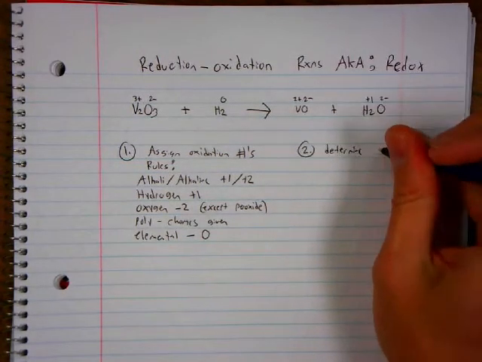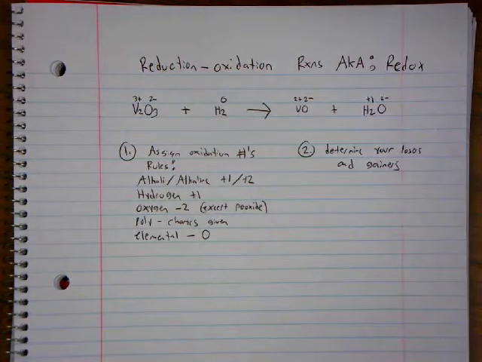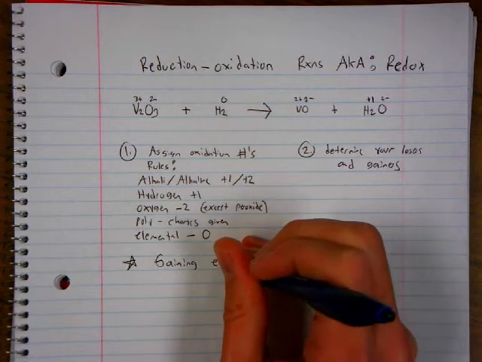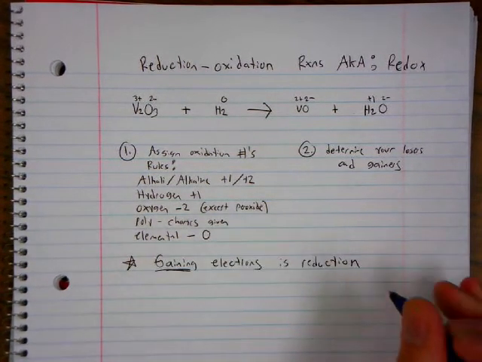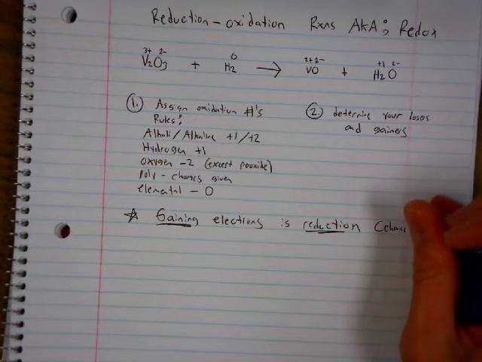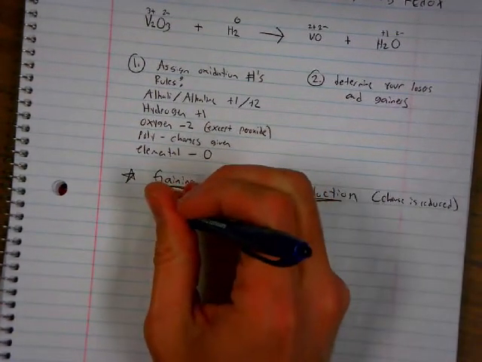Step 2 is determine your losers and your gainers. Is this LEO and GER? Yes. Determine your losers and gainers. So let's put a little star down here and talk about that. Gaining electrons is reduction. Underline gaining and underline reduction. Think about that. Does that make sense? When you gain negative charge, what is happening to the overall charge? It goes down. So gaining electrons is reduction. You may want to put in parentheses, charge is reduced.